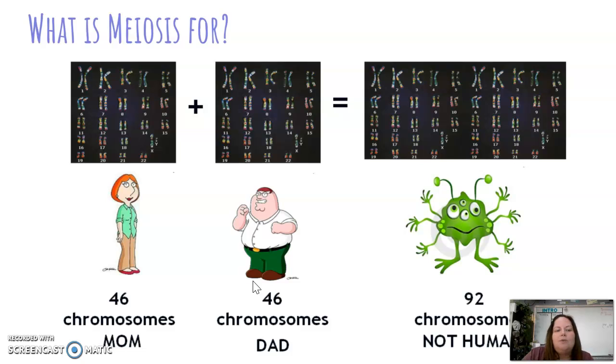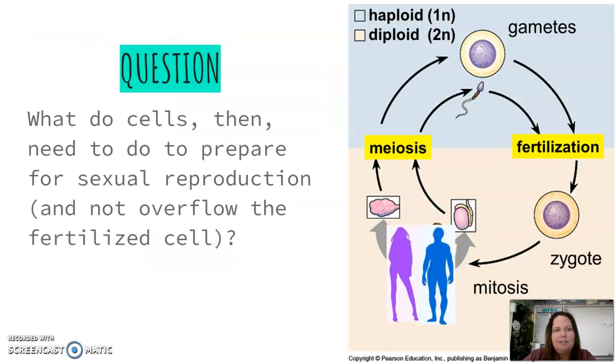Okay, so let's take mom. She has 46 chromosomes. Dad has 46 chromosomes. Okay, if we combine that sperm and egg together, each with 46 chromosomes, that new offspring is going to have 92 chromosomes. That is way too many, and it is no longer a human, okay? So we have to figure out how to reduce our number of chromosomes so that when we do reproduce, the offspring end up with the correct number of chromosomes for that species.